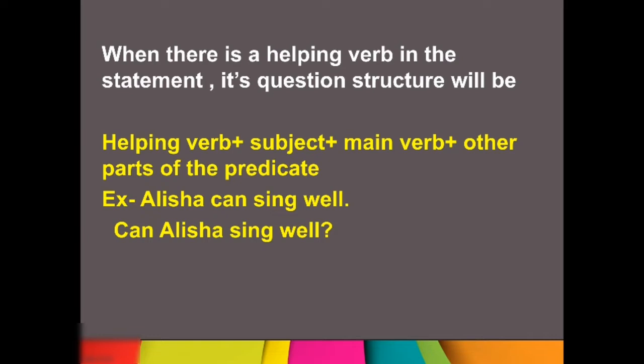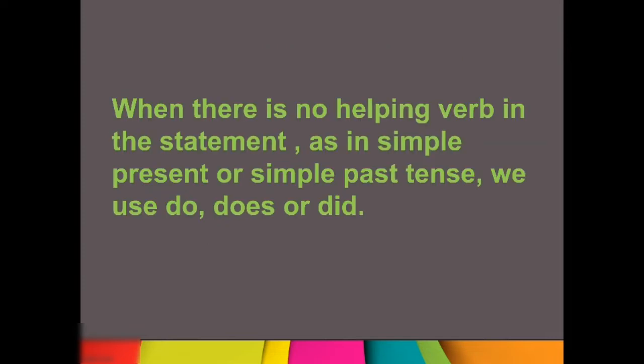सबसे पहले helping verb can, then subject Alisha, main verb sing, rest of the sentence well, and then question mark. So जब भी helping verb आएगा हमारे statement में, first of all we will put the helping verb, then subject, main verb, and then rest of the sentence, and then question mark. This is how we will form a question when we have a helping verb.